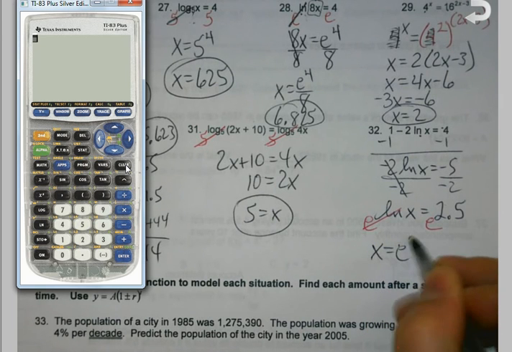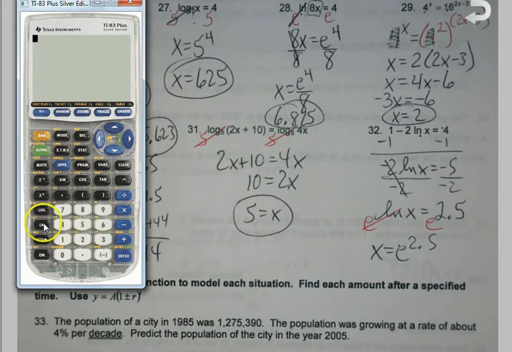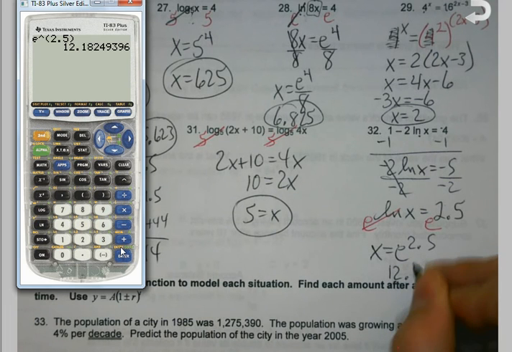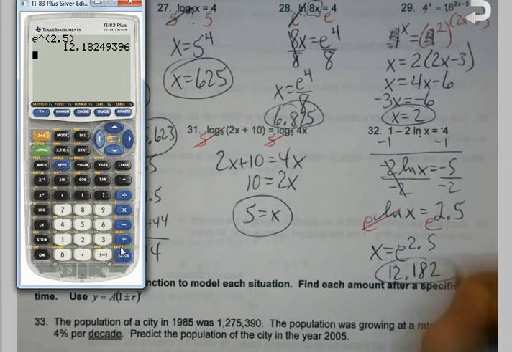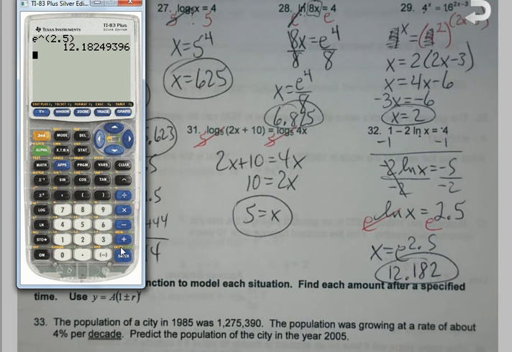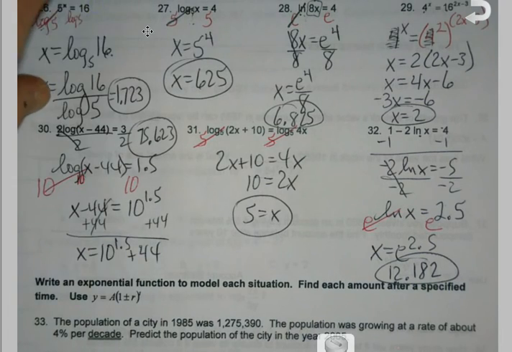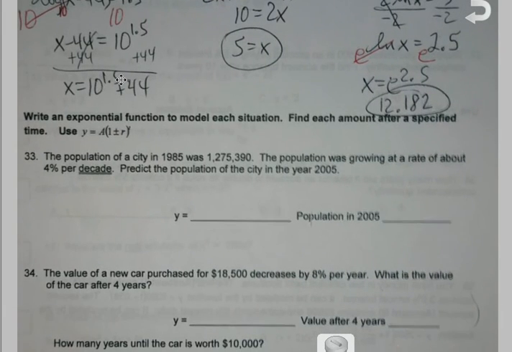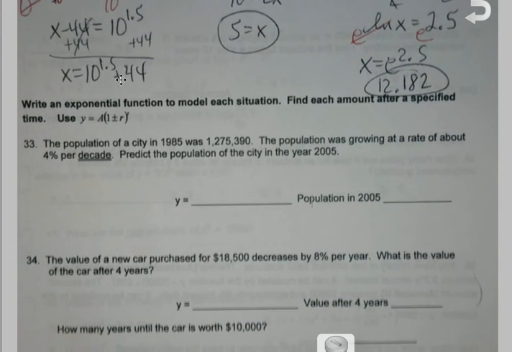So we got to figure out what e to the 2.5 is here. Again, e is second ln, at least on the calculators we have in here. Get my answer there. And then I'm ready to go into story problem mode. Now again, just like they are on here, you'll be given the formula to use, okay?